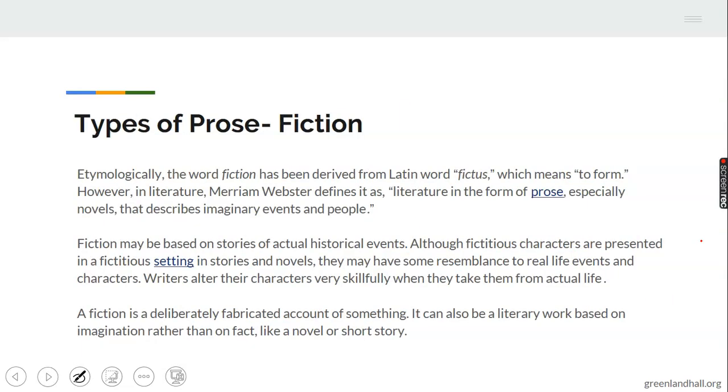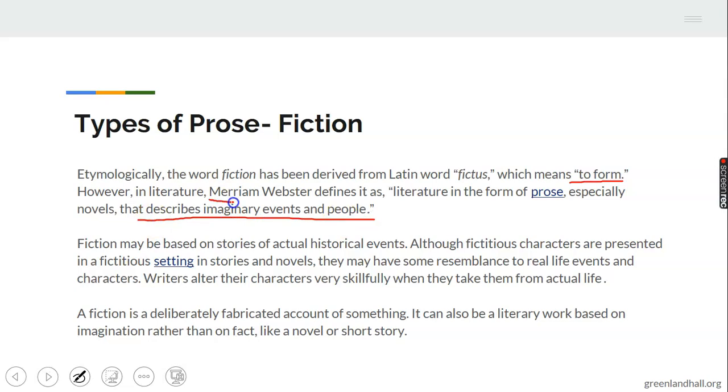Then I said we have two types of prose. We have the fiction and the non-fiction. When something is fiction, the word fiction is from a Latin word, fictus, which means to form. You form something. You create something from your imagination. You assemble things. However, a dictionary describes it as imaginary events or people.